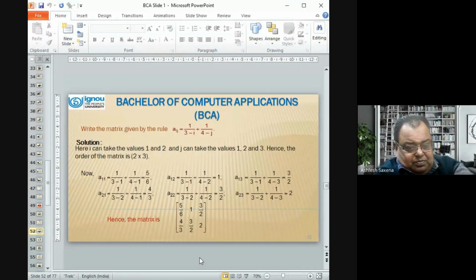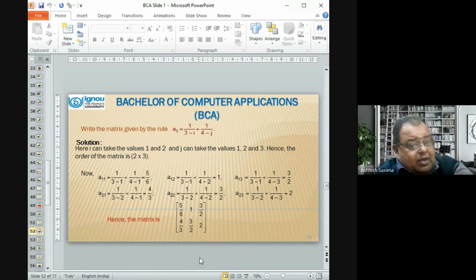Now you have to form a matrix by the given rule. You have Aij equal to 1 by (3 minus i) plus 1 by (4 minus j). And you have to form a matrix of order 2 by 3. 2 by 3 means there will be 6 elements.